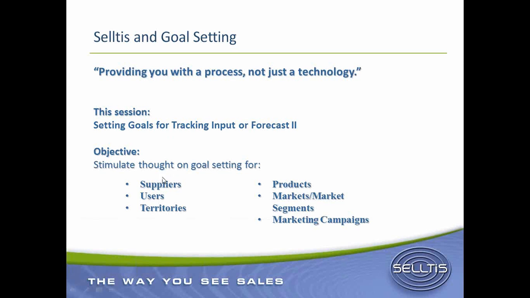And again, we're writing goals for a variety of different things. It's really up to your imagination. The goal record itself is connected to divisions, groups, users, territories, products, vendors or suppliers, but can be connected to anything else that you customize or anything that you have in Selltis. It's really just a quick customization of making a link. It's no different than adding a link between, say, a company and a contact, or a project and a company, or what have you.